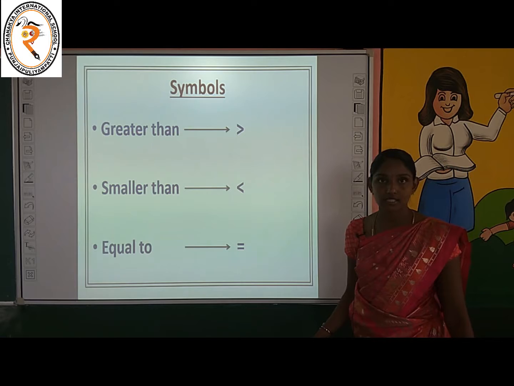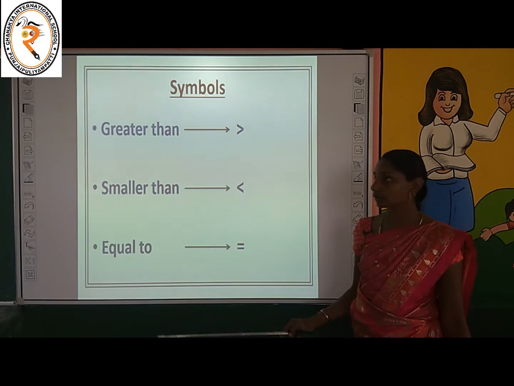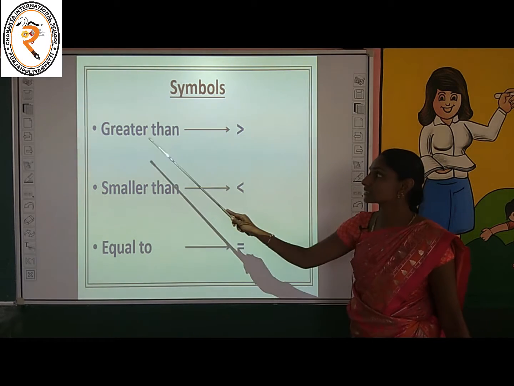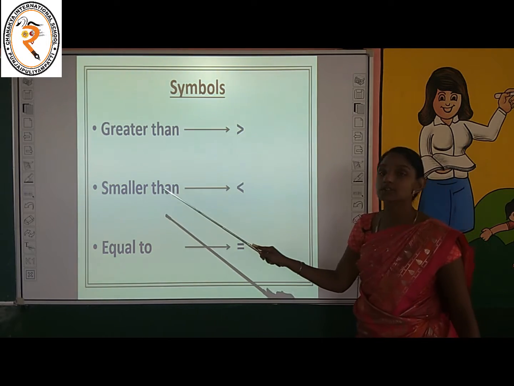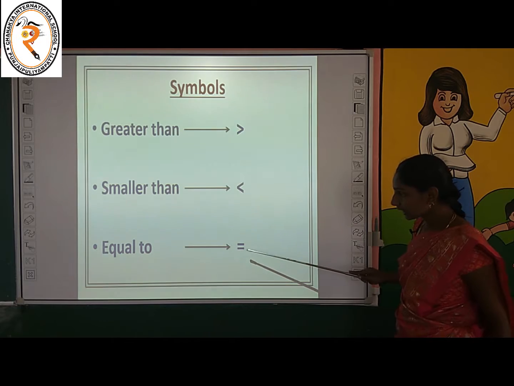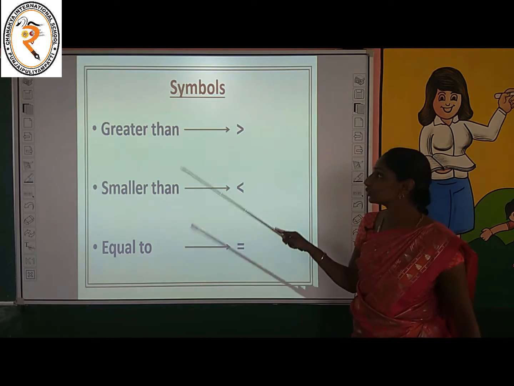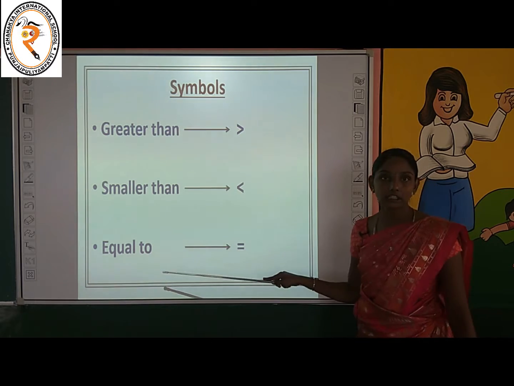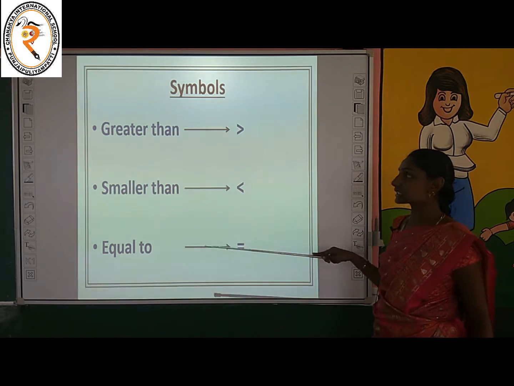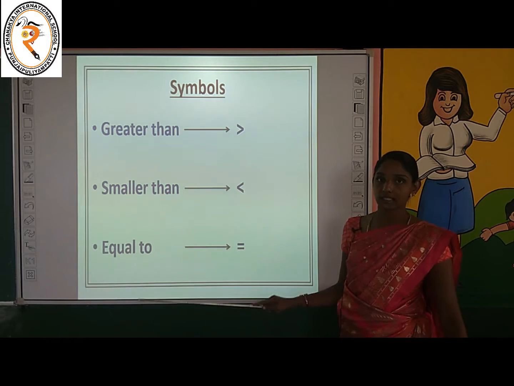There are three symbols used for comparing numbers. This is the open symbol, for greater than, and this symbol, closed, is for smaller than, and two dashes are for equal to. This is greater than, smaller than, and this is equal to. By using these three symbols we are comparing numbers.